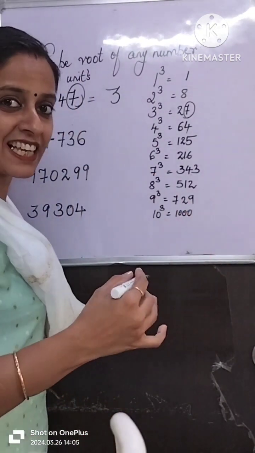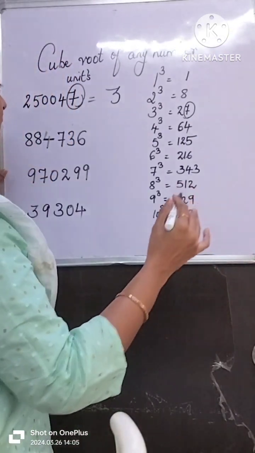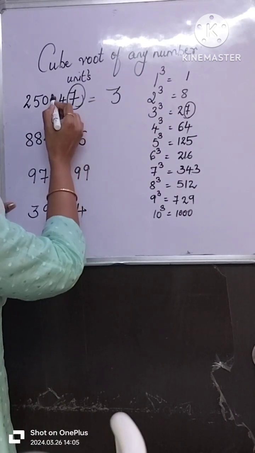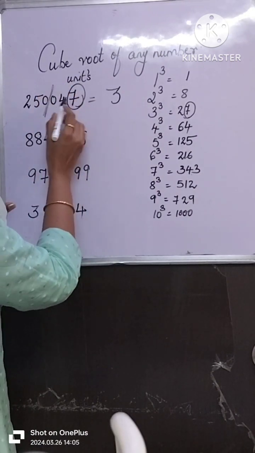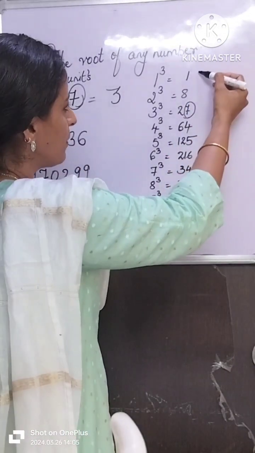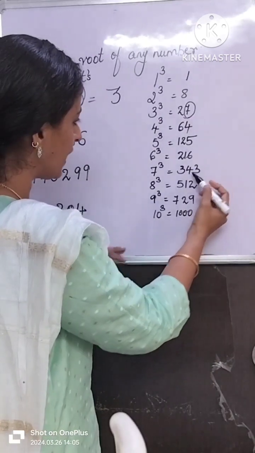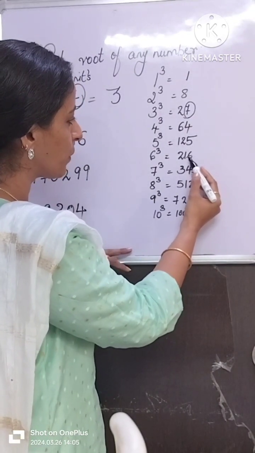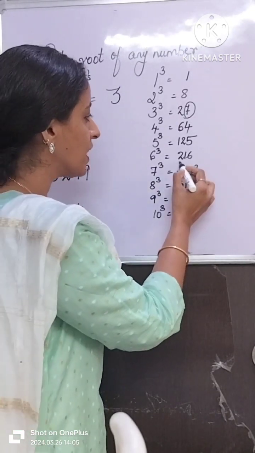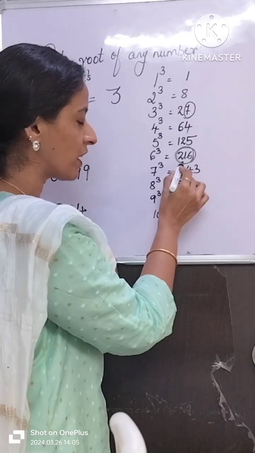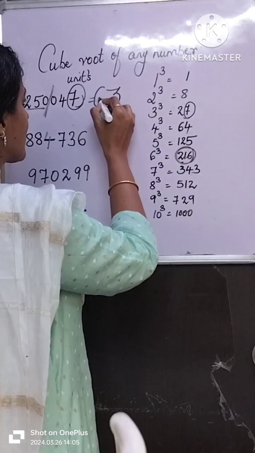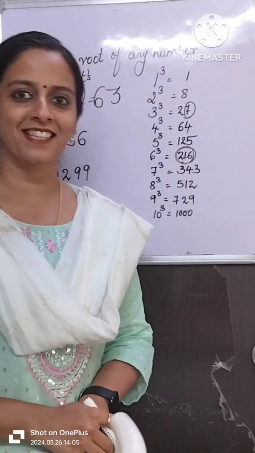Now, just leave the last 3 digits. Just exclude or leave 3 digits from the end. 1, 2, 3. Don't consider these 3 digits. Consider the remaining digits. It's 250. Now again, look out for 250. 250 will lie somewhere between 216 and 343. You will always select the smaller number. The smaller number is 216, and the number corresponding to that is 6. You write 6. And my answer is 63.